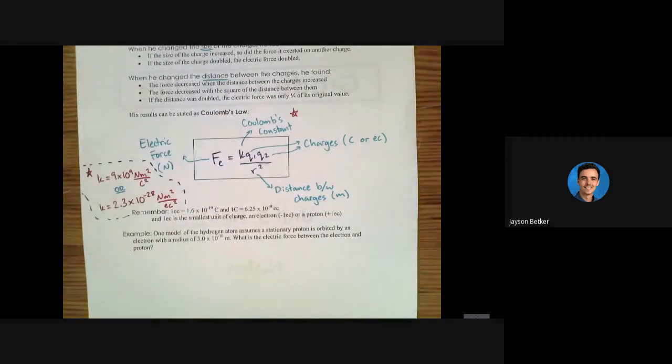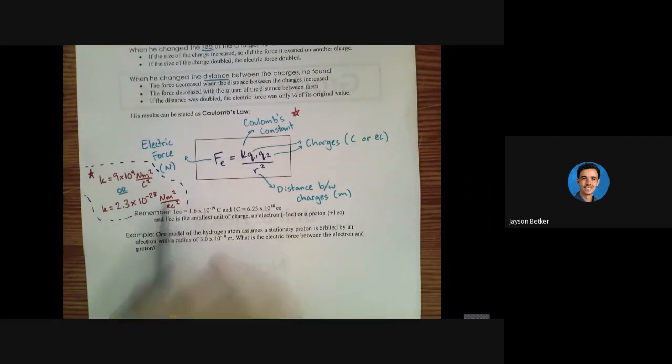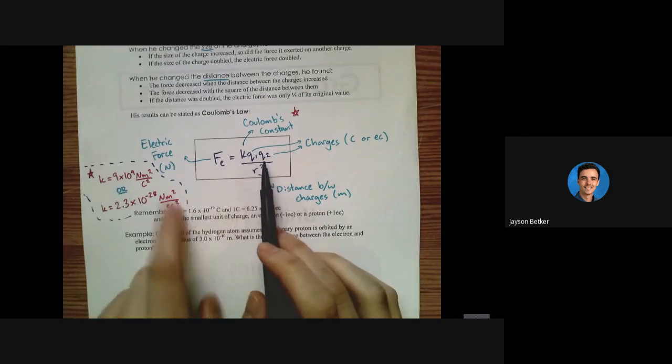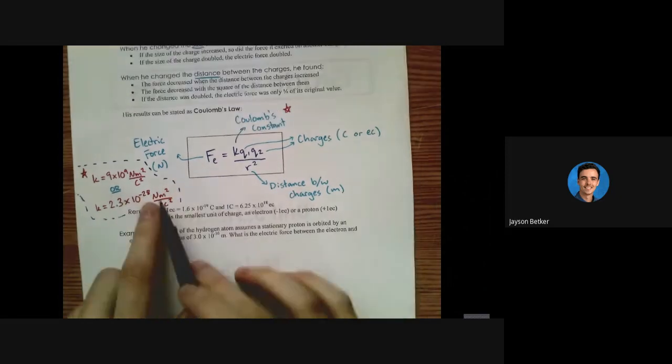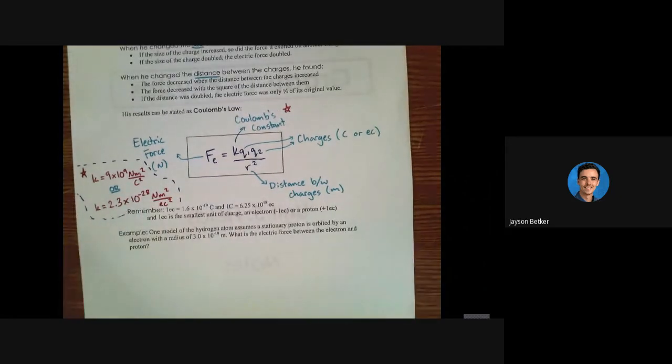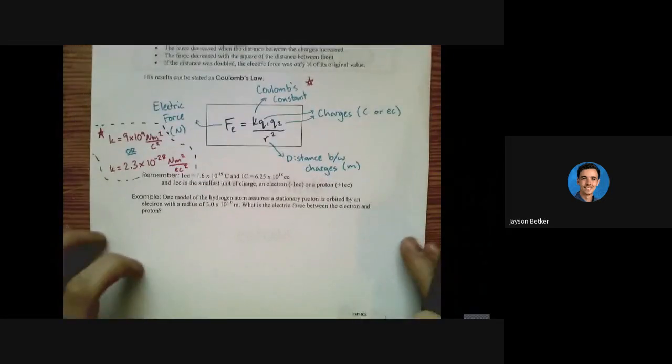So if we decide to go with coulombs, we'll use this one. If we decide to go with ECs, we'll use this one. And then you'll notice there's two charges, so the units nicely cancel. The meters will cancel with the meter squared on the bottom, and you'll end up with just newtons. So, reminder that 1 EC is the smallest unit of charge. So an electron would be negative 1 EC, and a proton is positive 1 EC.